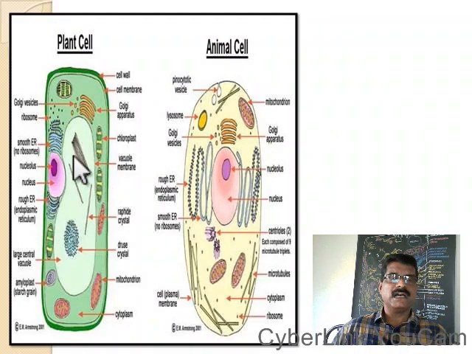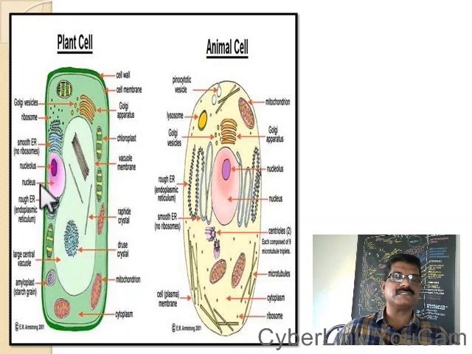Now let us look into the cell. See, in both plant cell as well as in animal cell, you can see a nucleus. See, the nucleus is at the center in animal cell, whereas in case of plant cell the nucleus is towards the side. I will come into that.